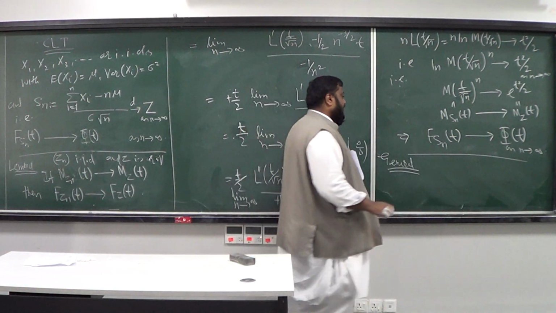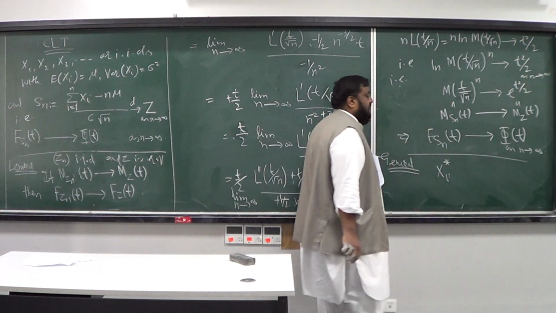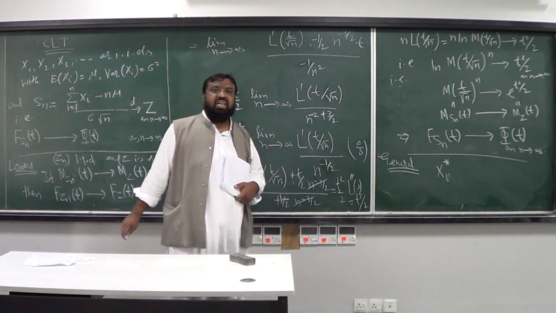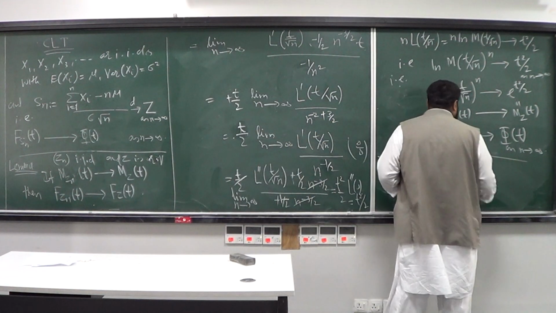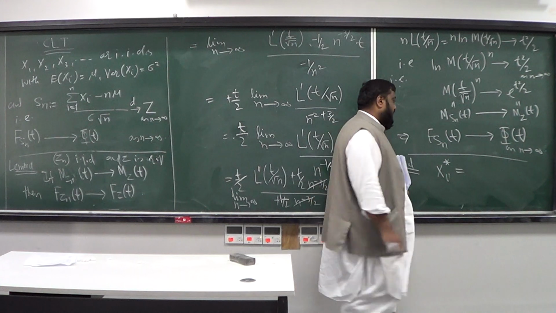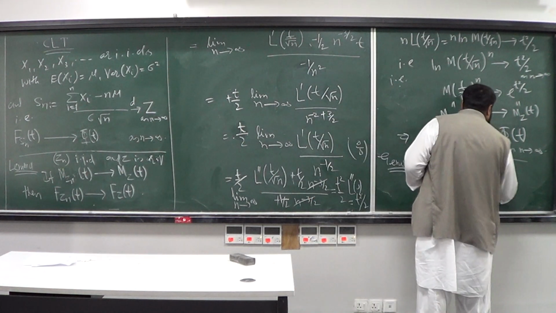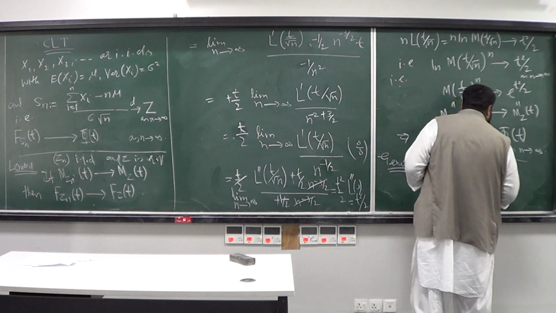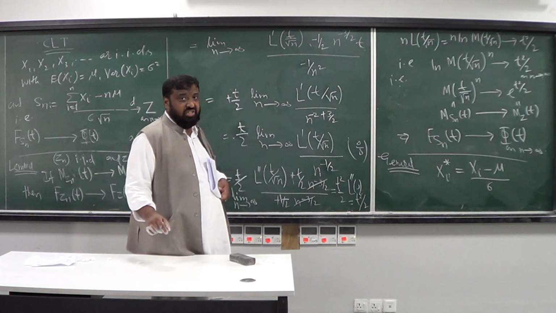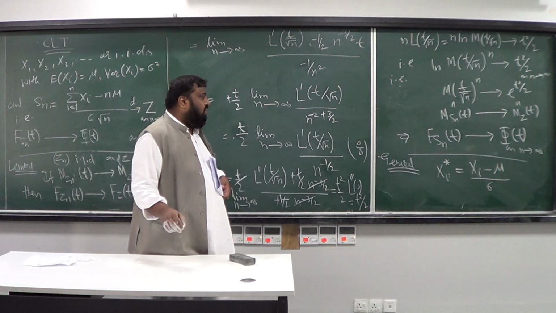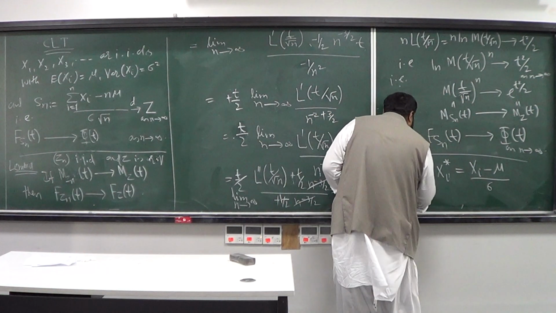General case. Consider a sequence of random variables xi star, denoted by xi minus mu divided by standard deviation. Now, what can I say about xi star?